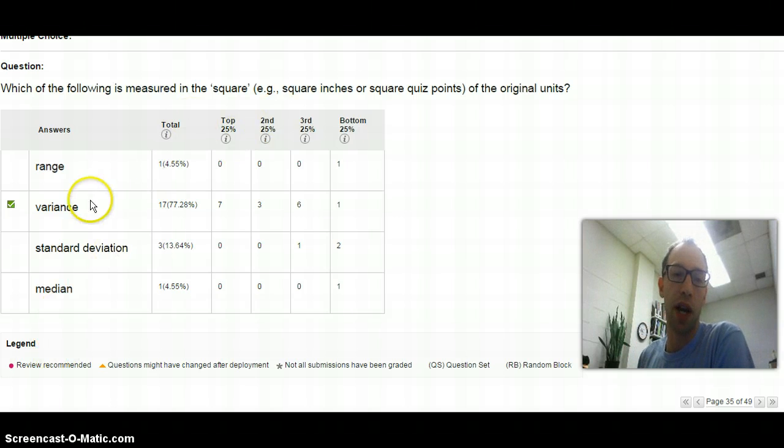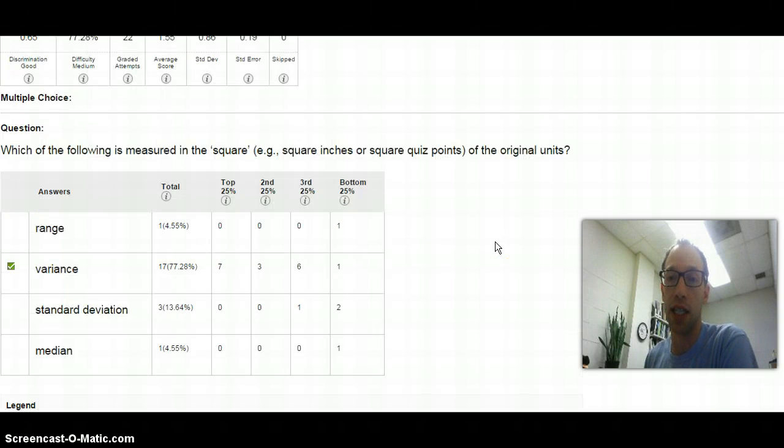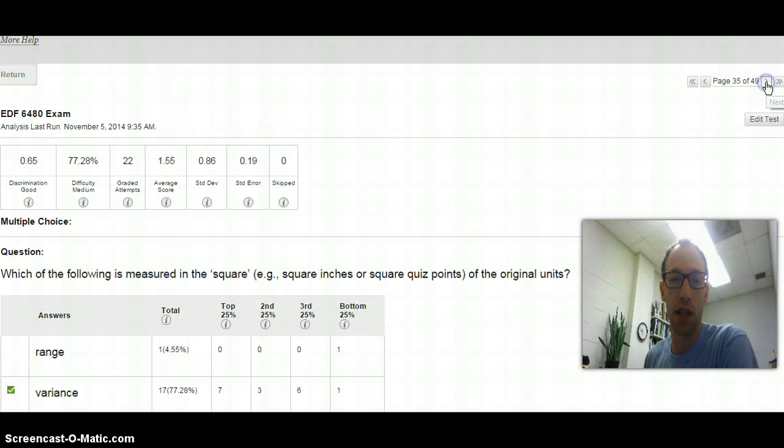So measured in a square, variance. If the original unit is inches, the variance of that will be inches squared. A lot of times variance doesn't make sense, which is why we then take the square root and get a standard deviation, because standard deviation is in the actual original units.